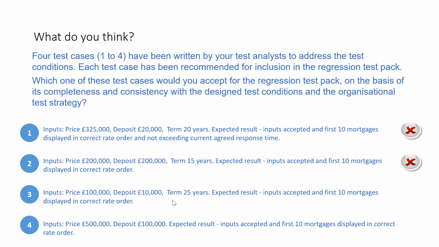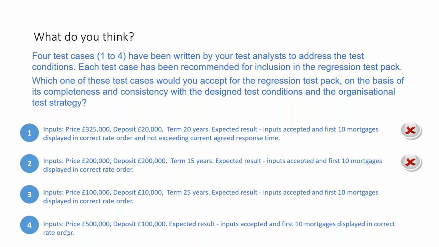Yes, we have specified all 3 mandatory fields. Expected result: inputs accepted and first 10 mortgages displayed in correct rate order. This is complete with respect to mandatory fields, expected output. Can this test case be moved to a regression test pack? But let us not jump to conclusion.